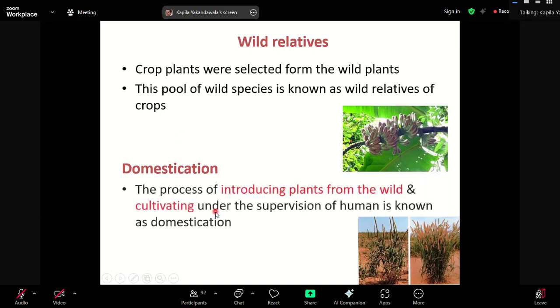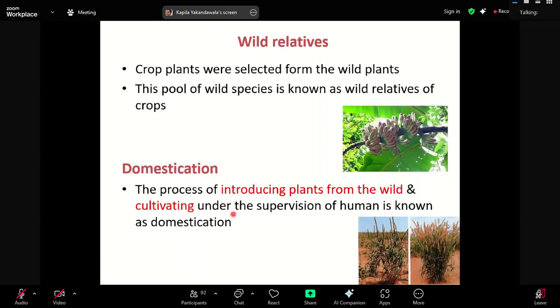But then what is domestication? It is the process of introducing plants from the wild and cultivating them under the supervision of human beings. It is called domestication. So we domesticate a lot of plants as well as animals. Can you give an example of a domesticated animal? Anybody? Yes, dog. Very good. Dogs, cats. Yes, most of the animals we use, we have domesticated them.